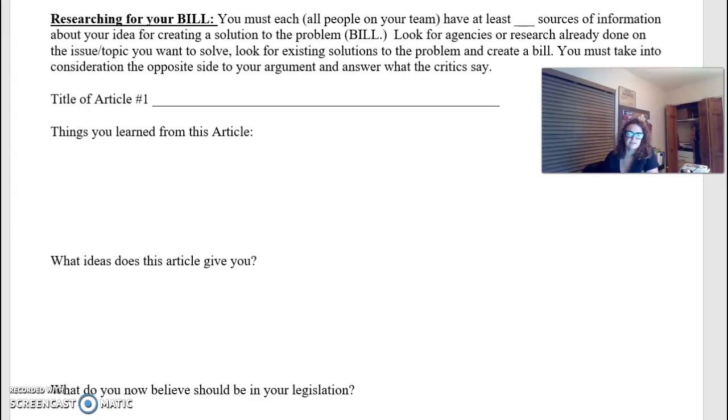You might also want to consider the opposite side when you're doing your research, like what the critics are going to say, just so that you answer it or you provide some kind of solution in there.